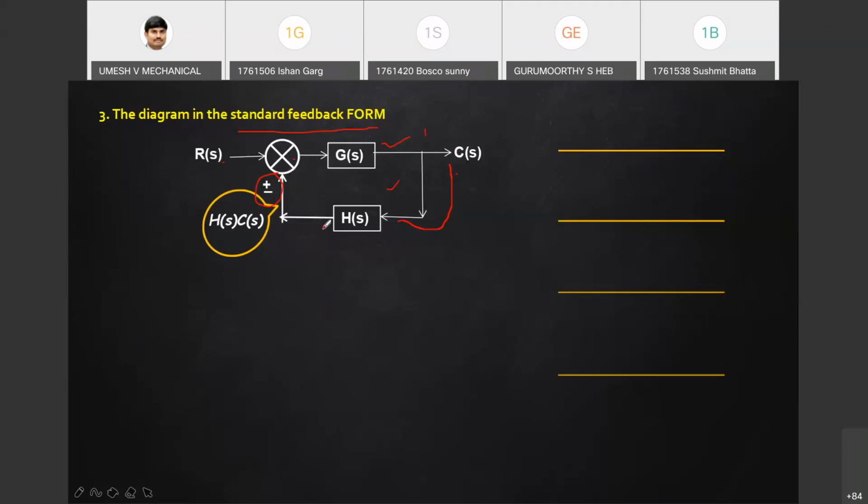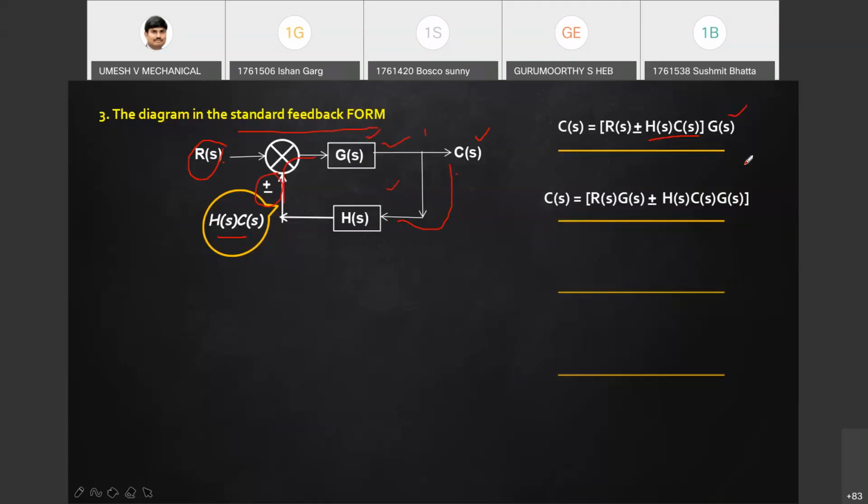Taking this block and this block, C(S), H(S). That is the total signal coming here, because C(S) and H(S) are in series. So the feedback signal is H(S)C(S). That is one thing. So C of S can be written as C(S) equals the input R(S) plus or minus H(S)C(S) multiplied with this G(S). This is one equation you remember.